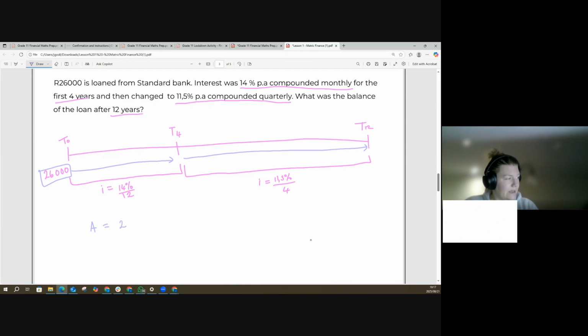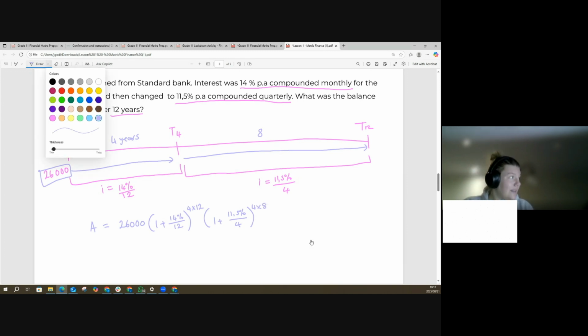The first thing is that our 26,000 goes in at 14% compounded monthly, and this is happening for 4 years, and the interest is compounded monthly, so it's going to be 4 times 12. Then straight after that, it goes in for another 8 years at this interest rate. So 1 plus 11.5% compounded quarterly for 8 years. So we're going to say 4 times 8.